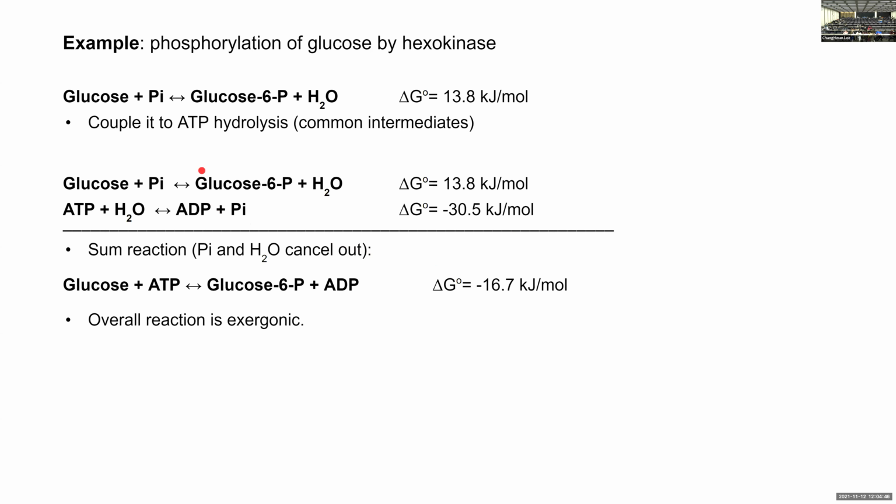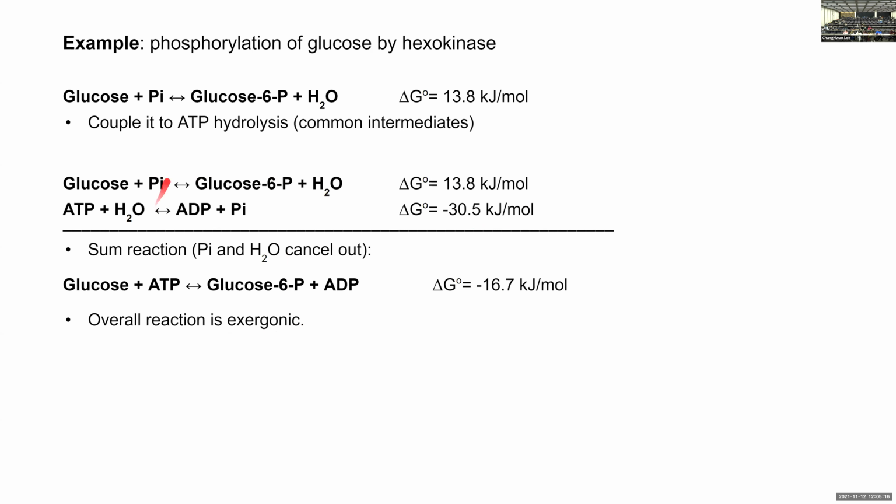So if you combine these two together, you can just cancel out the same molecules on the different sides. So Pi cancels out, and H2O too, to get glucose plus ATP becomes glucose 6-phosphate and ADP. And ΔG naught for the total reaction will be basically the sum of these two ΔG naught values, which is still negative. So the overall reaction would be exergonic.